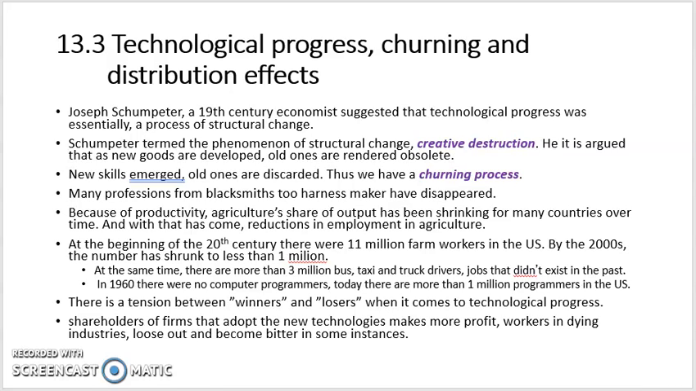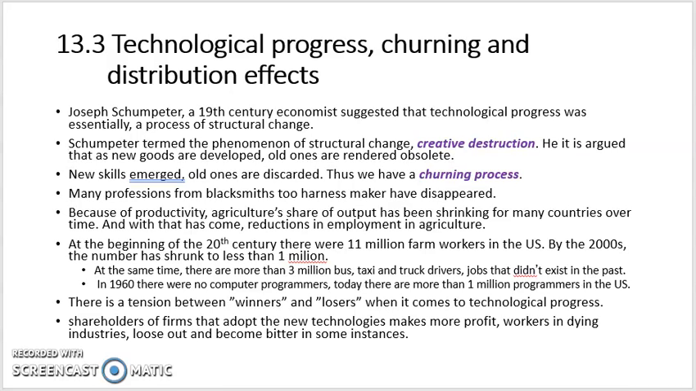For instance, at the beginning of the 20th century, there were 11 million farm workers in the United States. But by the year 2000, the number had shrunk to less than 1 million. At the same time, there are more than 3 million bus, taxi, and truck drivers, jobs that didn't exist in the past. In 1960, on the other hand, there were no computer programmers. Today, there are more than 1 million programmers in the United States.